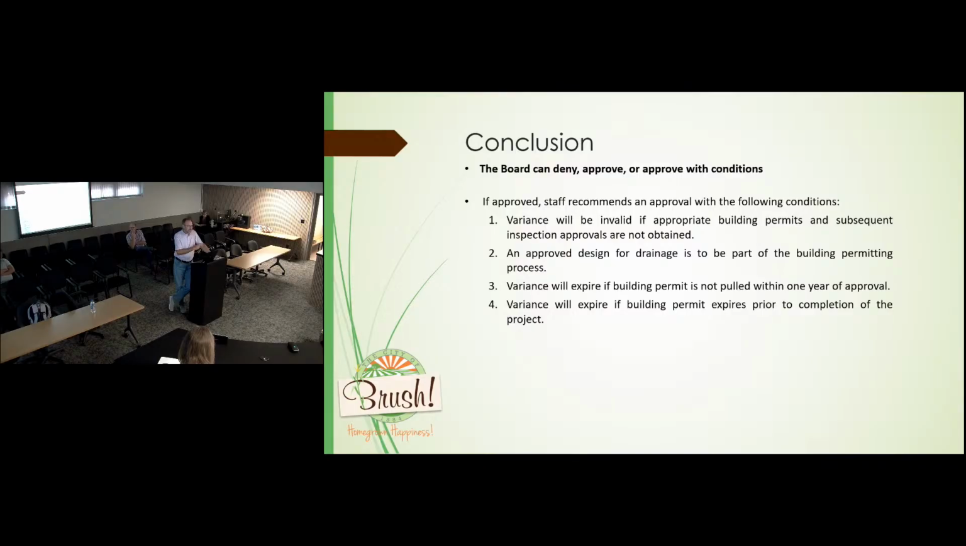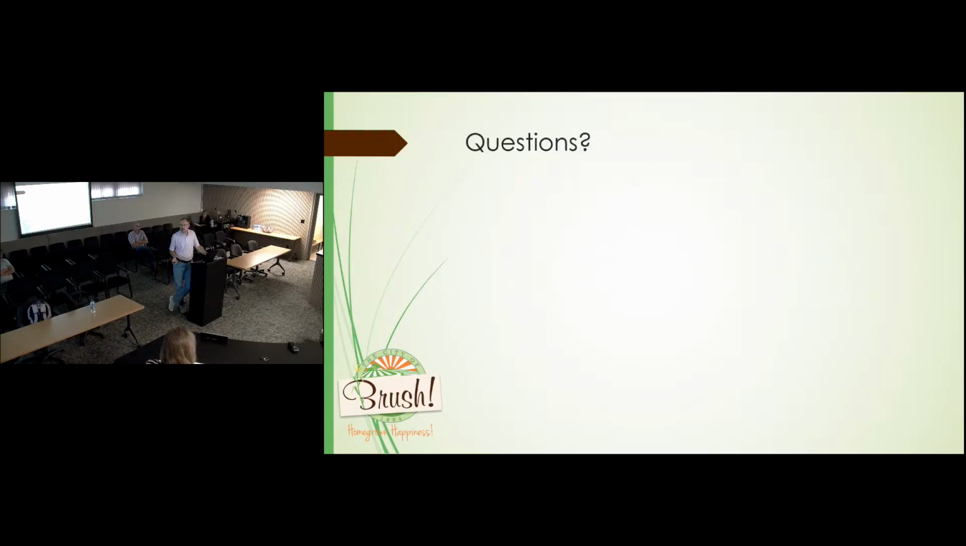1, the variance will be invalid if appropriate permits and subsequent inspection approvals are not obtained. Number 2, an approved design for drainage is to be part of the building permitting process. 3, the variance will expire if that permit is not pulled within 1 year of approval. And lastly, the variance will expire if the permit expires prior to completion of the project. So, are there any questions for me?